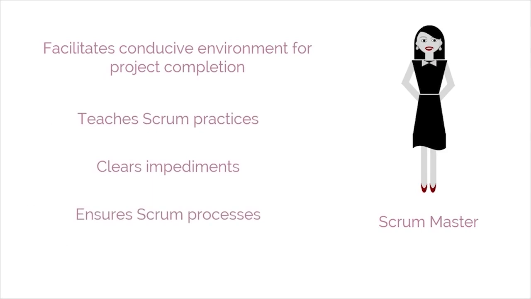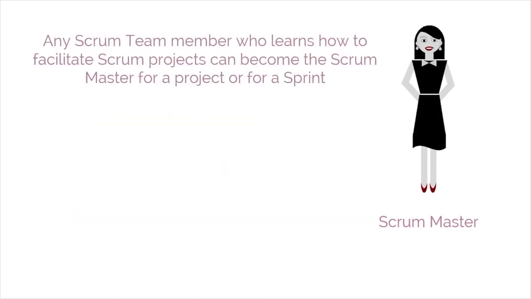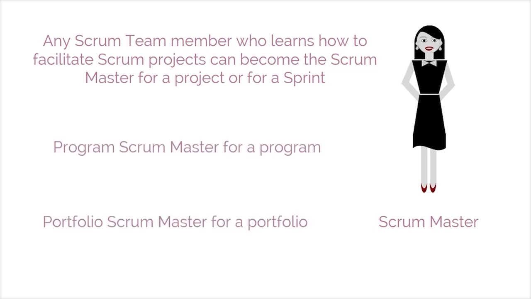Note that the Scrum Master role is very different from the role played by the project manager in a traditional waterfall model of project management, in which the project manager works as a manager or leader for the project. The Scrum Master only works as a facilitator, and he or she is at the same hierarchical level as anyone else in the Scrum team. Any person from the Scrum team who learns how to facilitate Scrum projects can become the Scrum Master for a project or for a sprint. Corresponding to a Scrum Master role in a project, there could be a Program Scrum Master for a program or a Portfolio Scrum Master for a portfolio.